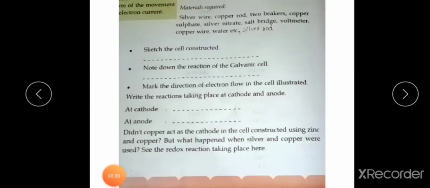Dear students, I hope everyone understands the arrangement and working of the galvanic cell in the zinc and copper cell. In your textbook at page number 54, some materials are given. This is a homework for you. You have to construct a galvanic cell, then write the oxidation, reduction, and then the redox equation.